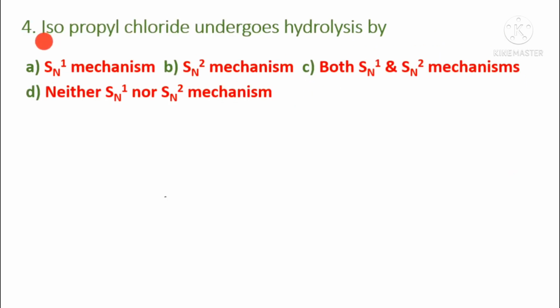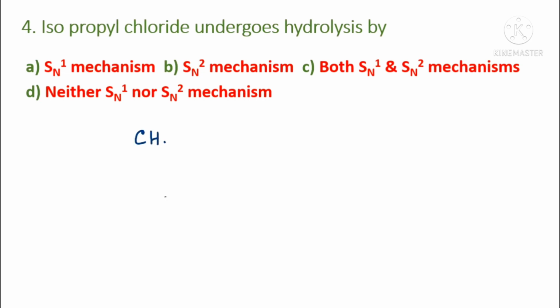Read the next question, students. Isopropyl chloride undergoes hydrolysis by SN1 mechanism, or SN2 mechanism, or both SN1 and SN2 mechanisms, or neither SN1 nor SN2 mechanisms. See, here they are asking you to fix the type of mechanism through which isopropyl chloride undergoes hydrolysis. Okay, first let us write the structure of isopropyl chloride.